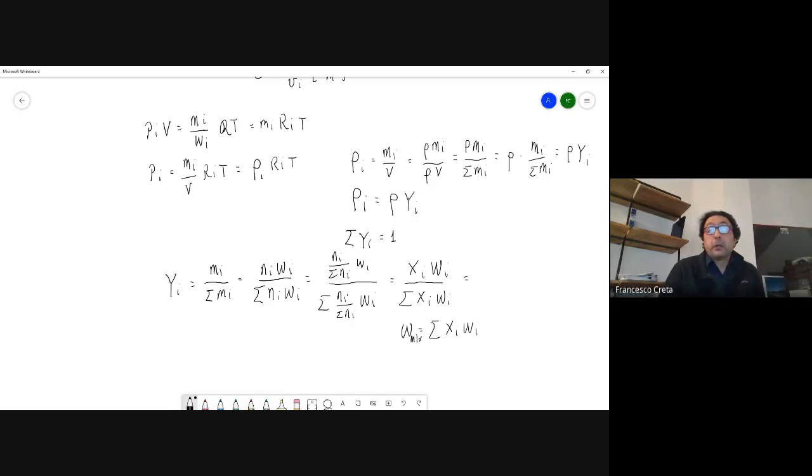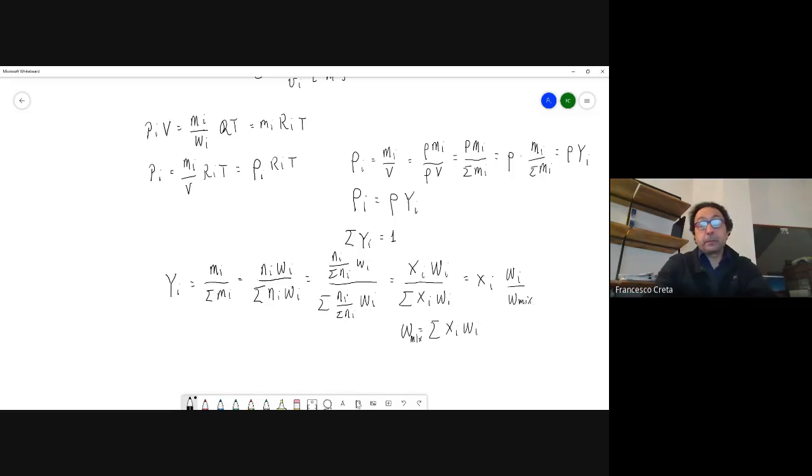And so the relationship between the mass fraction and the mole fraction is essentially this. They differ by this factor here, which is the ratio of the molecular weight to the mixture average molecular weight.